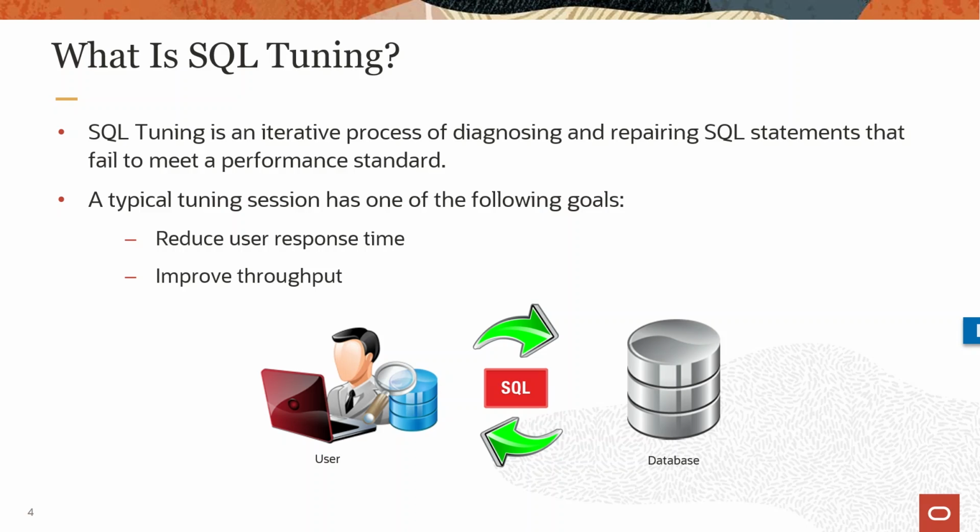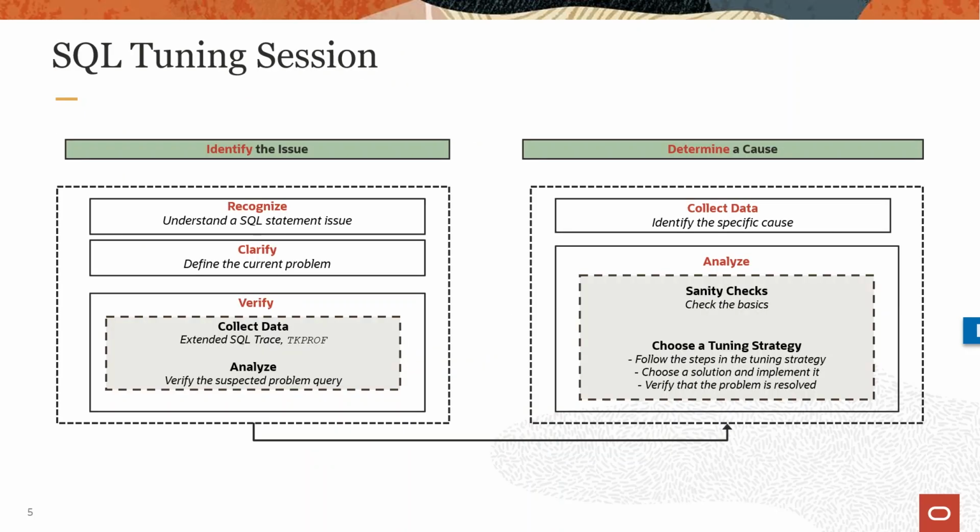One goal can be to reduce the user response time, which means decreasing the time taken for a user to issue a statement and receive a response. Another goal can be to improve the throughput, which means using the least amount of resources necessary to process all rows accessed by a statement. Now, which are the two main phases in a typical SQL tuning session? Well, that's on one hand identifying the issue, and on the other hand, determining a cause.